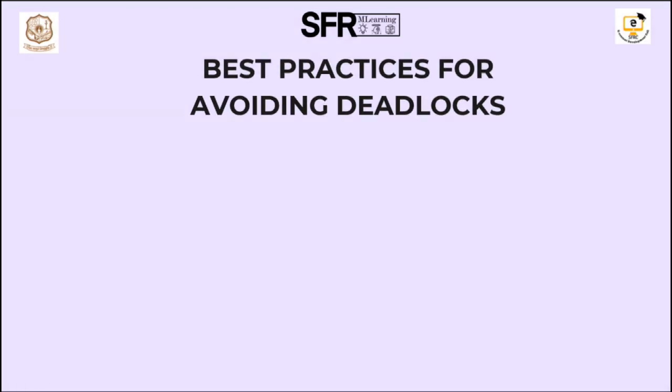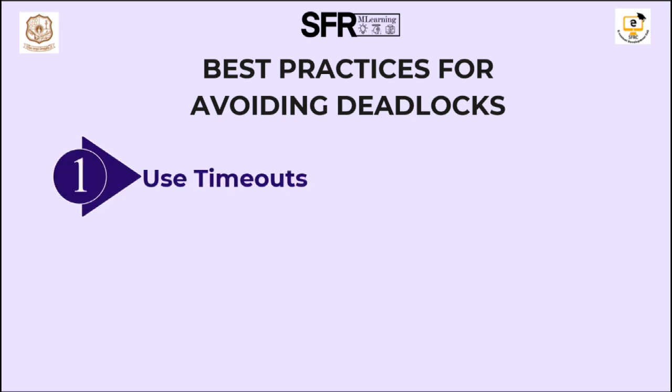Next, we are going to see the best practices for avoiding deadlocks. First one is using timeouts. When acquiring resources, use timeouts to avoid waiting indefinitely. If a resource is not available within a certain time frame, the thread should release all acquired resources and try again later.